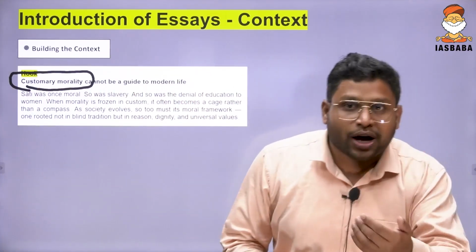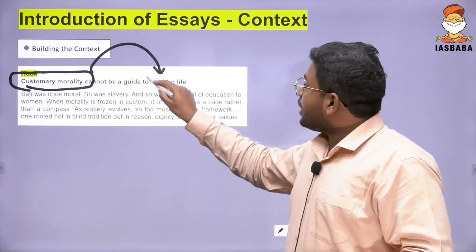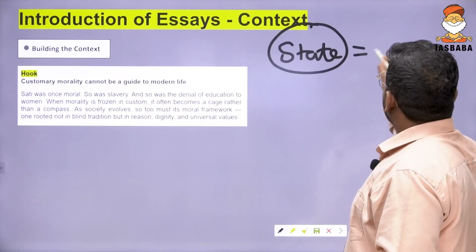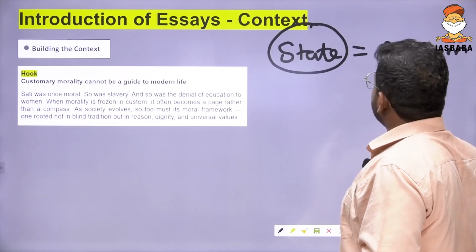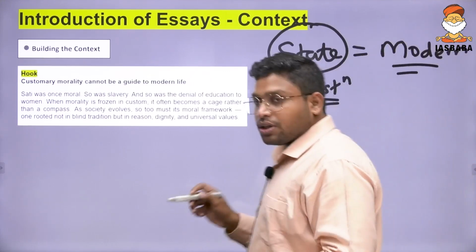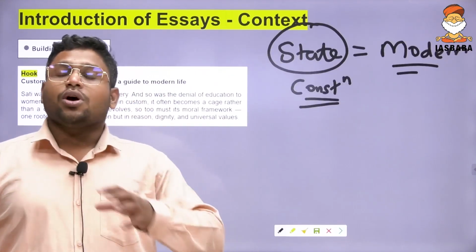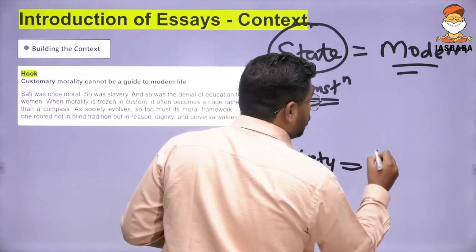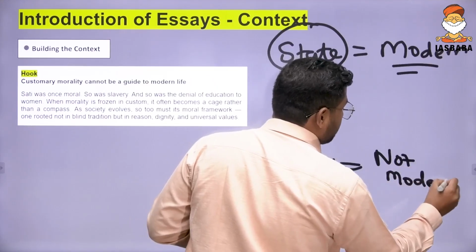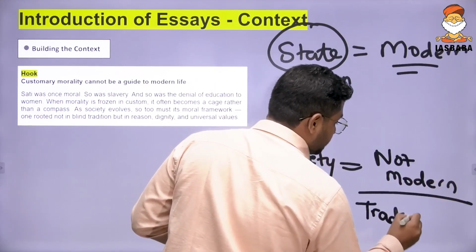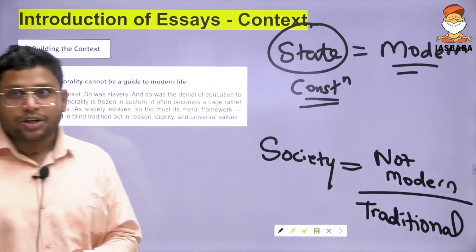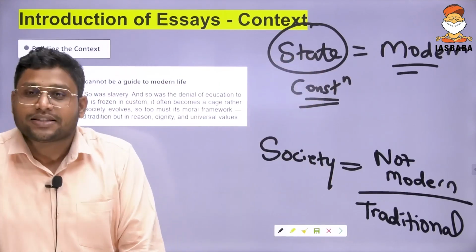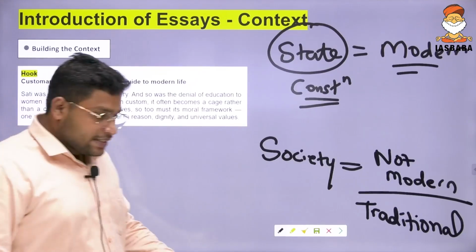But see, if people still hold on to customary morality, customs, traditions, religious texts, if this is the dominant source of their morality, and they want to lead a modern life, let's say, imagine a state where the state is modern. When I say state, I'm talking about the constitution. The constitution is trying to establish, or is talking about, modern life, and the society is not modern, or society is traditional. Can you give me any example of any country where you find such a combination wherein the state is modern and society is not modern, or society is traditional? Any example of any country?